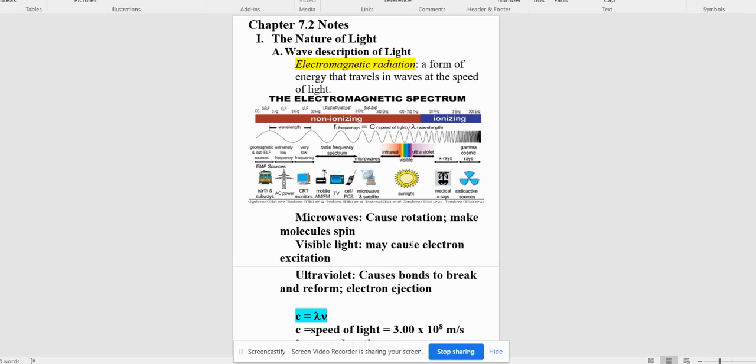Visible light causes electrons to become excited, which means they're going to higher energy levels. We're going to see them jumping up to a higher energy level. And ultraviolet light has enough energy that it's able to actually break bonds or reform new bonds or eject the electrons. So that's why we have sunscreen right here for this ultraviolet light, because it's able to damage the bonds within our cells, which then would cause skin cancer. So ultraviolet light causes bonds to break and reform.